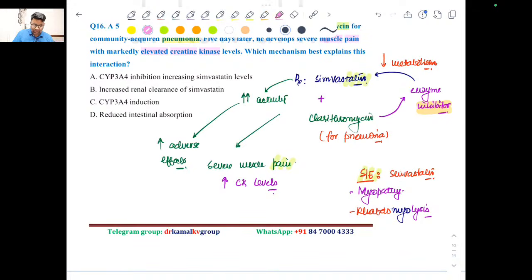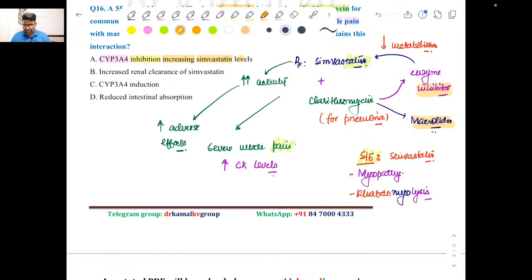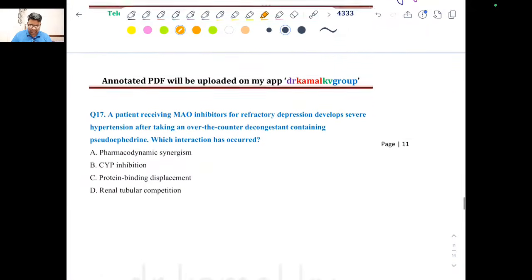So, CYP3A4 inhibition and therefore increased simvastatin levels. And here you should remember that the macrolides especially have this property. For enzyme inducers, please remember rifampicin, and for enzyme inhibitors, please remember macrolides like clarithromycin or even erythromycin. So very good, Vikas, Priya, Imran, very good. Now I think you will understand this concept nicely.